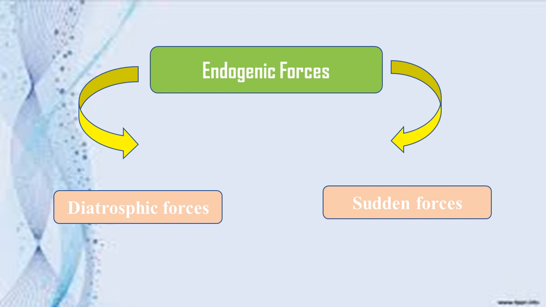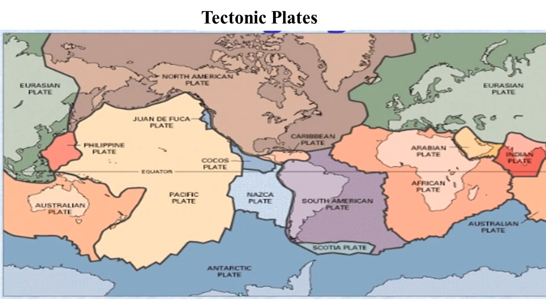The heat from the liquid outer core sets off massive convection currents in the semi-liquid lower mantle. The tectonic plates which float on the mantle are pushed around by the rising and sinking currents. Due to these forces, they erupt suddenly, so it is called sudden forces. You see, tectonic plates. What are tectonic plates? Yes, the tectonic plates are massive, irregularly shaped slabs of solid rock that form the lithosphere.